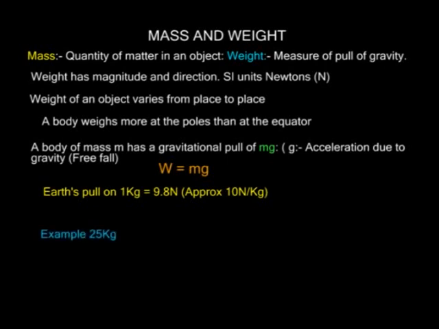For example, the weight of an object whose mass is 25 kilograms is given by weight is mg, so 25 times 10 gives us 250 newtons. Equally, the mass m of an object whose weight is 450 newtons is given by mass is equal to weight divided by acceleration due to gravity, which gives us 450 over 10, and that is equivalent to 45 kilograms.